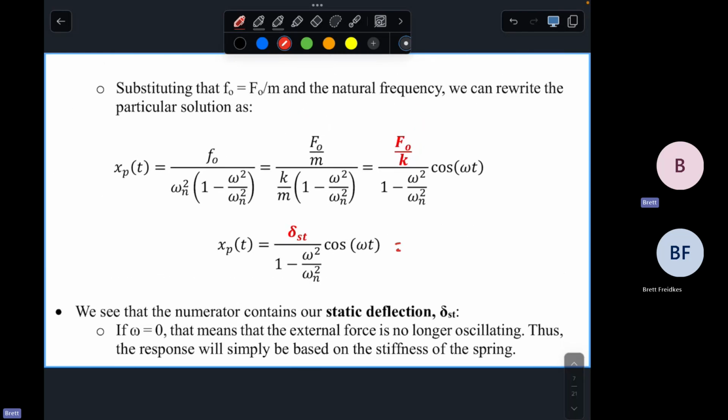But this would be delta static over 1 minus r squared, cosine omega t. You can go through that math. You see in some of the algebra we do, we factor out omega n squared because we like to express things in terms of this frequency ratio r, which again is the ratio of the driving frequency omega to the natural frequency of the system. So what we see is that this is the amplitude.